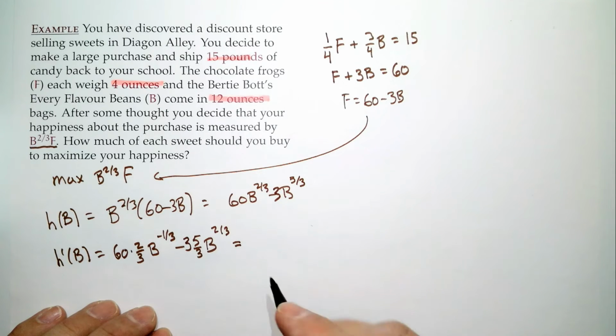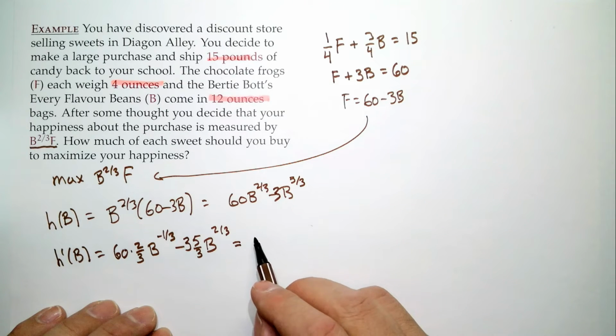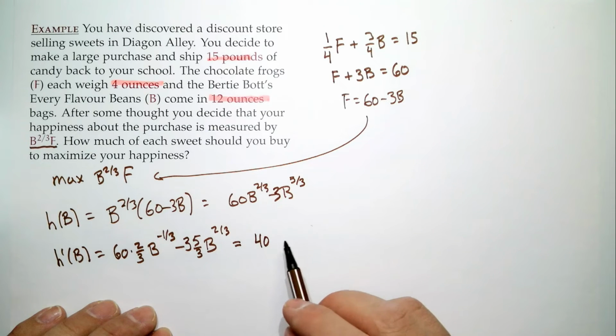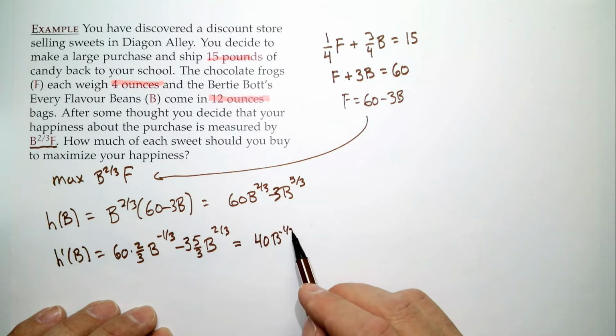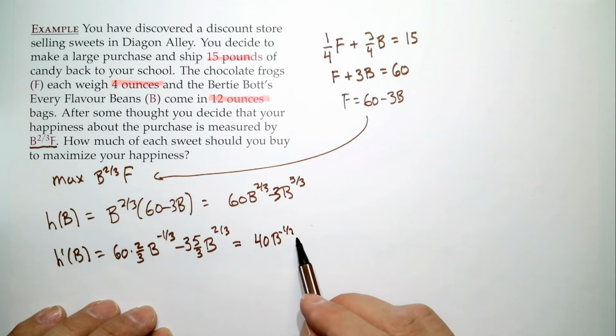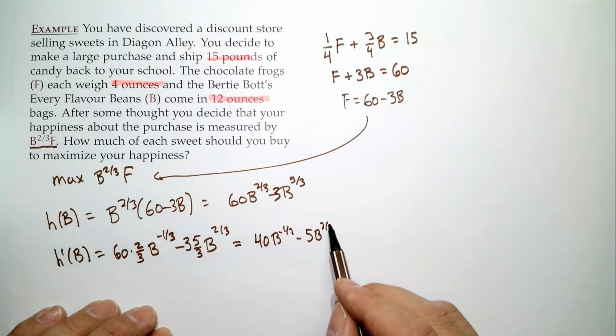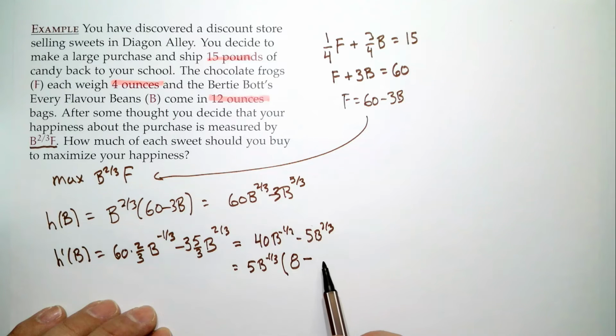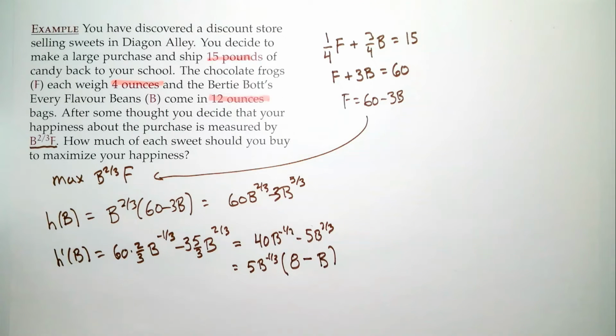Okay, 62 times 2/3 will give us 40, because 60 divided by 3 is 20. B to the minus 1/3, and then the 3's cancel, so minus 5 B to the 2/3. And here probably the easiest thing is let's pull out a 5 B to the negative 1/3 power. If we do, the first term we're left with 8 minus, and the second term we're left with b. So what are the critical points?